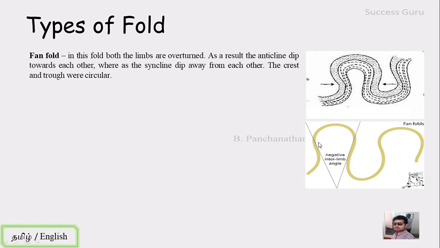But what happens here? This limb is dipping this side and this limb is dipping this side. So in case of anticline, what happens? The limbs dip towards each other. So such an overturning of fold will become a fan fold.